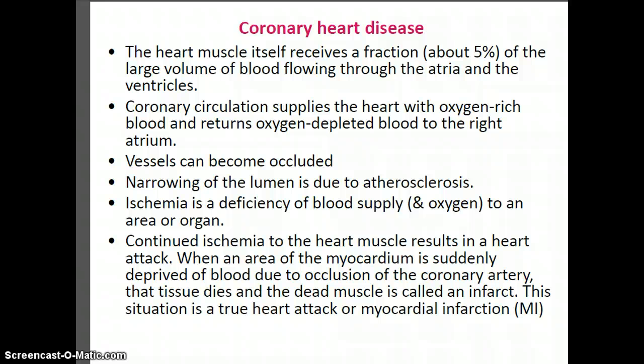Coronary heart disease. The heart is a muscle itself, and it receives just about 5% of the large volume of blood that flows through the atria and ventricles. The coronary circulation supplies the heart with its own supply of oxygen-rich blood, and these vessels can become occluded or narrowed, as we just looked at. Continued ischemia, which is lack of blood to the heart muscle, can result in a heart attack.